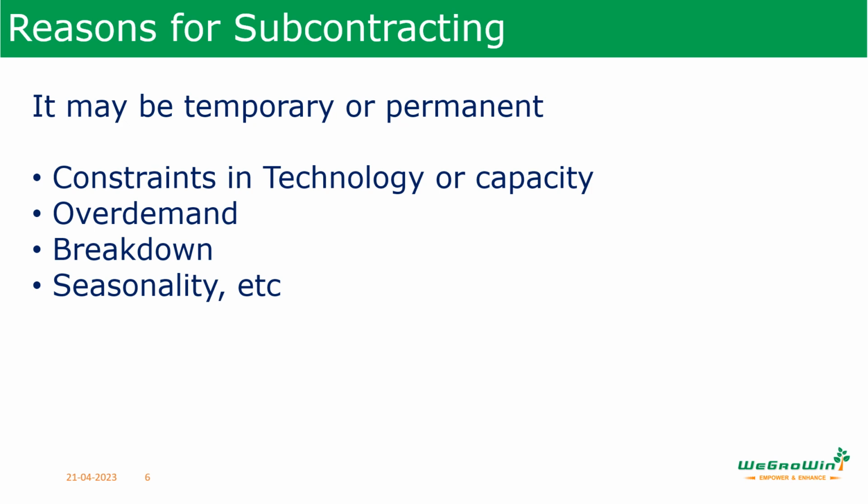Subcontracting process may be temporary or permanent in organizations based on various reasons. Some of the reasons are the company may not have the capacity or technology, or they may have some constraint in having the capacity or technology to perform a specific operation. There may be over demand for a specific product or operation. There may be machine breakdown to perform a specific operation, or there may be seasonality in demand which suddenly increases or decreases the demand. Like this, there may be many reasons for subcontracting.